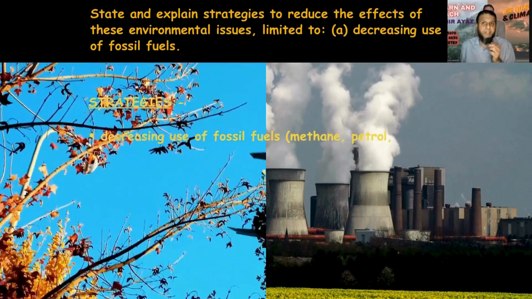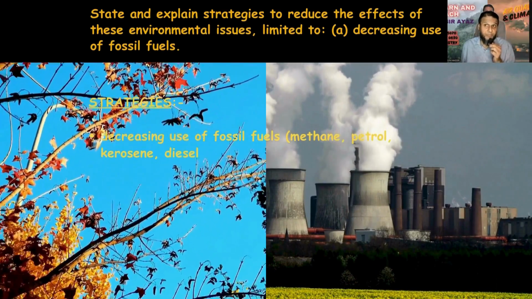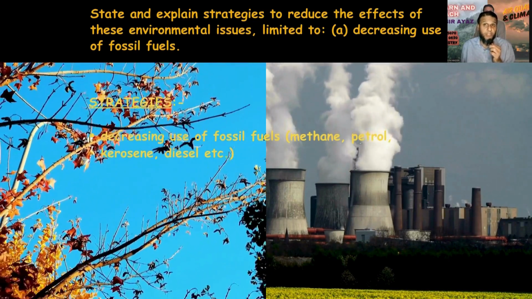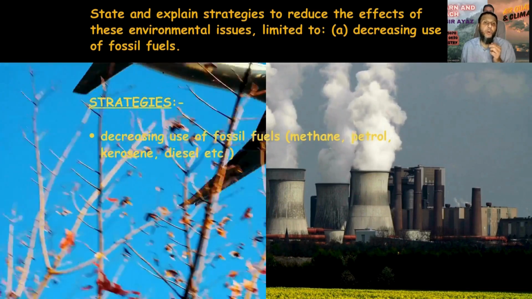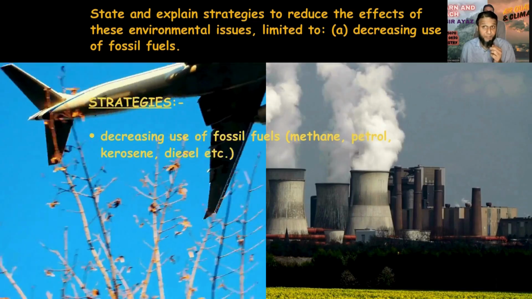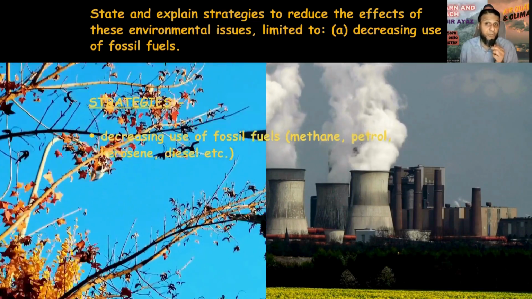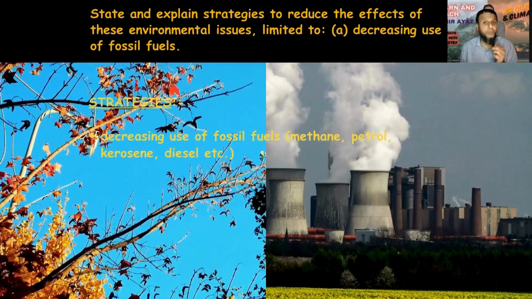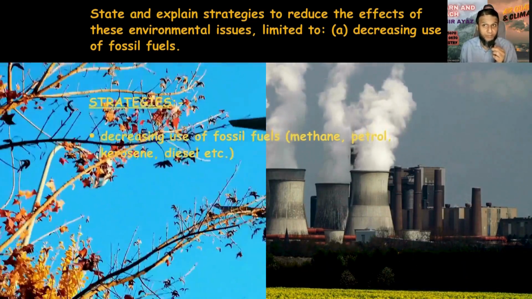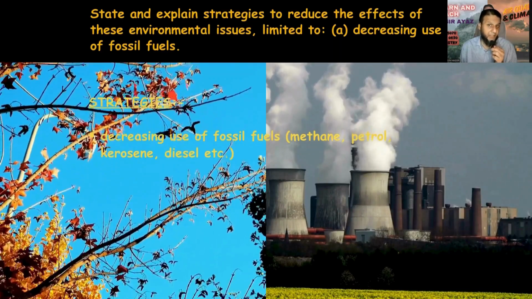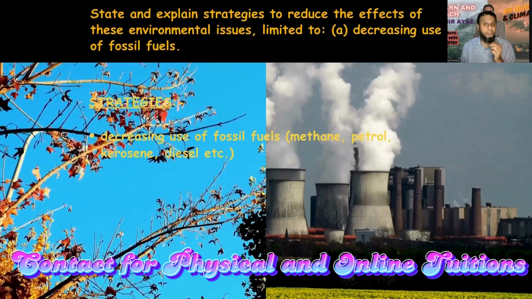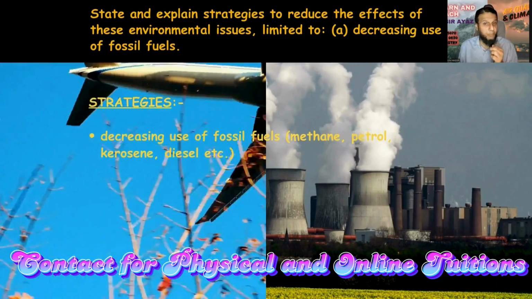We get methane, petrol, kerosene, and diesel from fossil fuels. Decreasing the use of fossil fuels reduces air pollution caused by harmful gases like sulfur dioxide and nitrogen oxides. It also lowers carbon dioxide emissions, helping to reduce global warming. There is less acid rain, which protects soil, water, and buildings. It improves public health by reducing respiratory and heart problems.